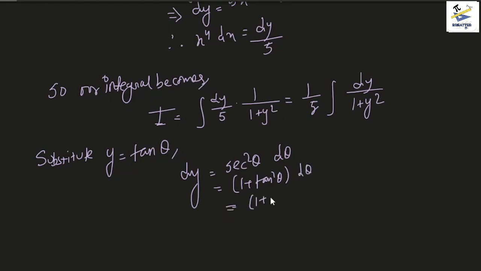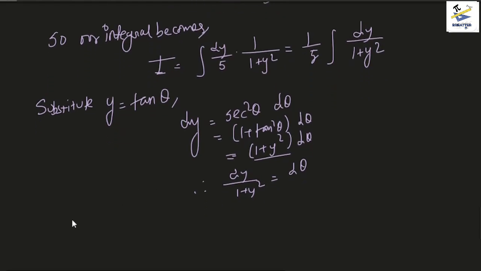And as you know, 1 plus tan square theta is just 1 plus y square d theta. So therefore taking this on the left hand side, we get dy by 1 plus y square equals d theta. So this whole thing becomes d theta, right? So therefore I equals integral of d theta by 5, and integral of d theta by 5 is just theta by 5 plus c.